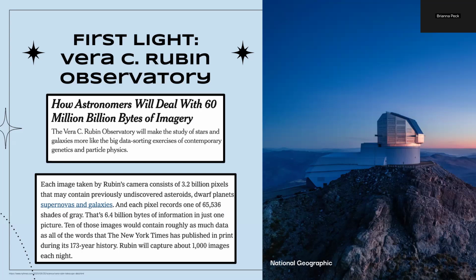But yeah, this fun little line is, tens of those images would contain roughly as much data as all of the words that the New York Times has published in print during its 173-year history. Rubin will capture about 1,000 images each night. So just unthinkable amounts of data. And once you become grad students, you get to process all of this. So yay, very cool. Okay, I have tons of fun links if you want to play around with those images.